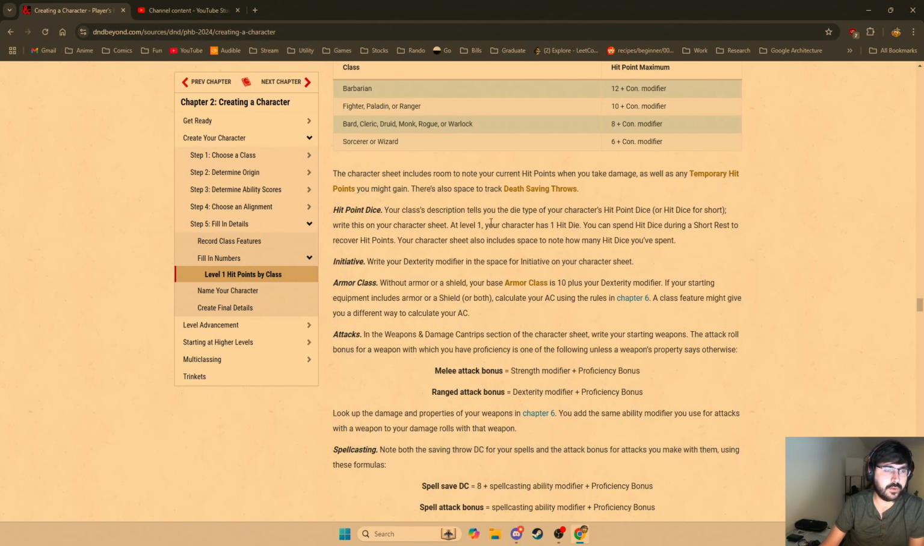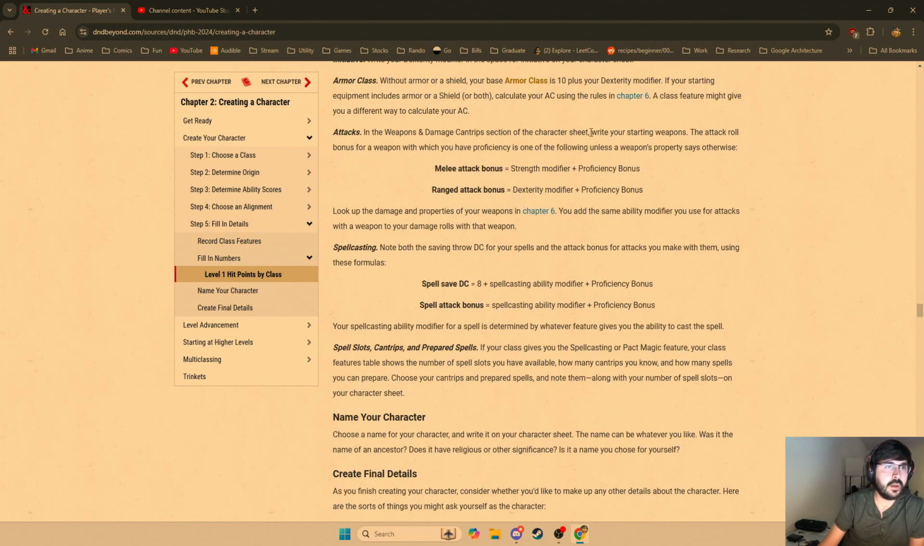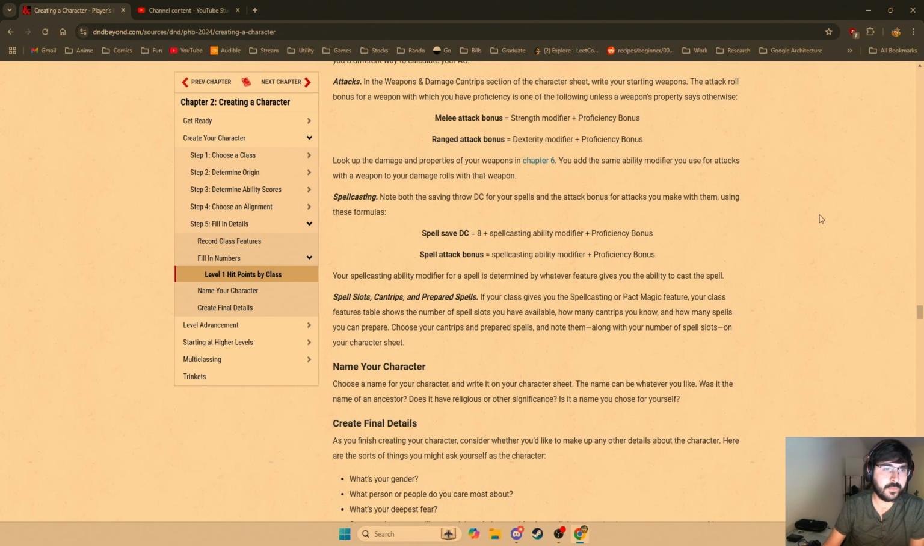They're now going to tell you how to do your hit dice. Here they talk about what initiative is, armor class, and attacks, and then they call out the melee attack bonus, which is your strength modifier plus your proficiency. Now, there is a difference between one-handing and two-handing. This is specifically for one-handing. Two-handing is different. Ranged is strength mod, or maybe it's no longer different. We'll have to go further to actually know. Ranged is dexterity plus your proficiency.